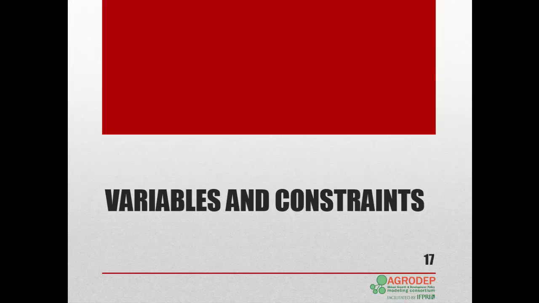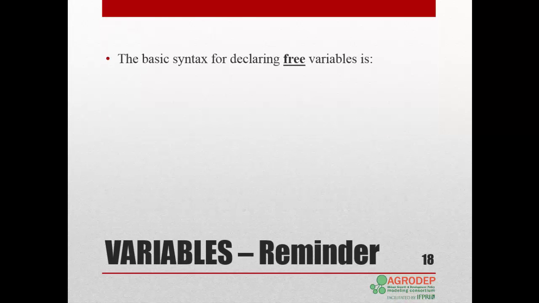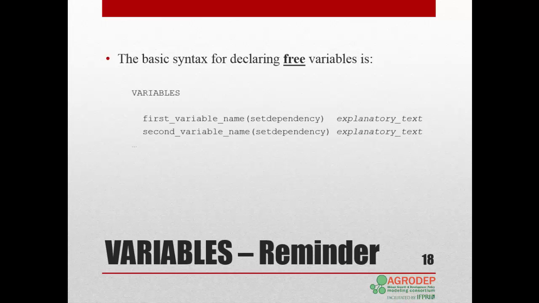Next, we will review variables and constraints. As you may recall, the basic syntax for declaring free variables is as follows. The keyword variables is followed by a list of variables separated by a comma or an end of line. The variable names are followed by the set or sets on which they are defined in parentheses and separated by a comma if more than one set. The explanatory text follows each variable and the statement ends with a semicolon. Again, items in italics are optional.